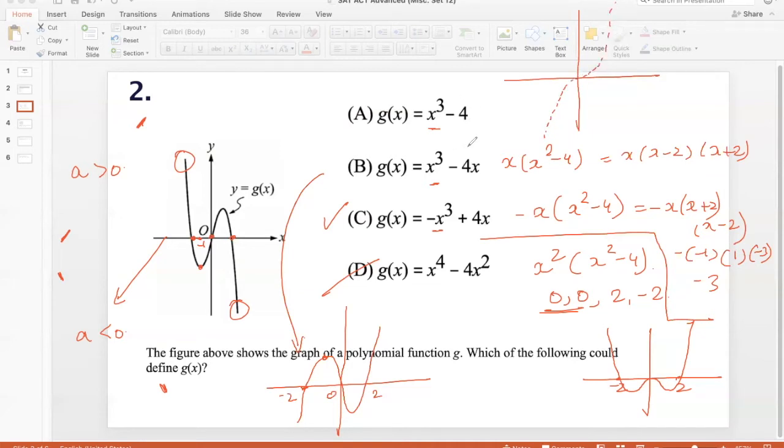Shifted 4 units down. So let me change the color. So that would look like this, right? Where this point would be (0, -4). So this is simply the graph of x cubed shifted 4 units down. So this is not what we are looking for. So the right answer is option C.